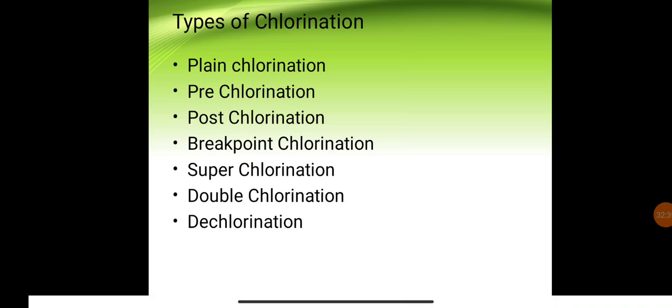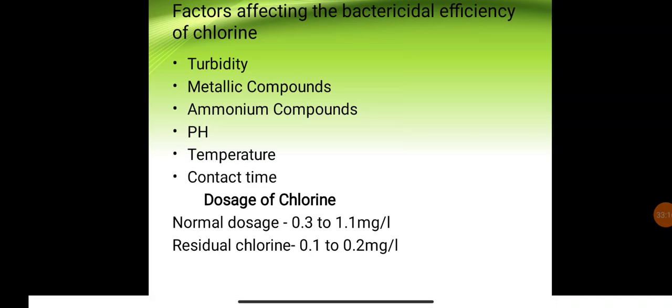That is superchlorination. It may be used when there is reason to believe that the water contains cysts of Entamoeba histolytica, the organisms which cause amoebic dysentery. In that type of water, we are supposed to use superchlorination. When the water is highly polluted and the cysts of histolytica are present, we go for superchlorination. The dosage is 5 to 15 mg per liter.